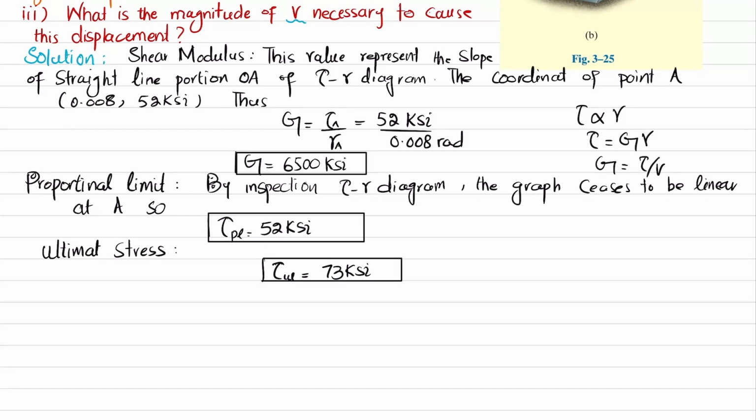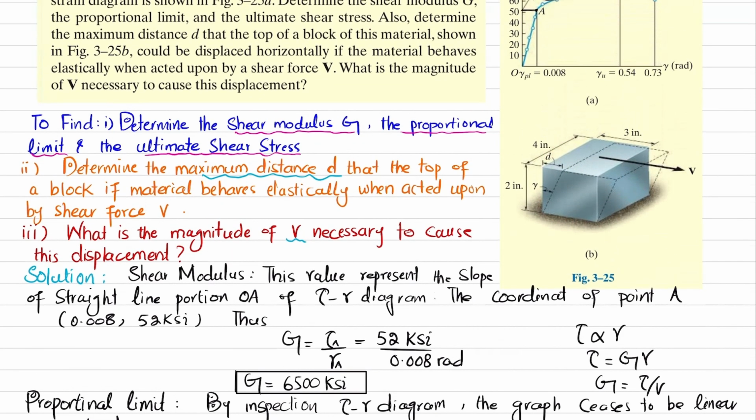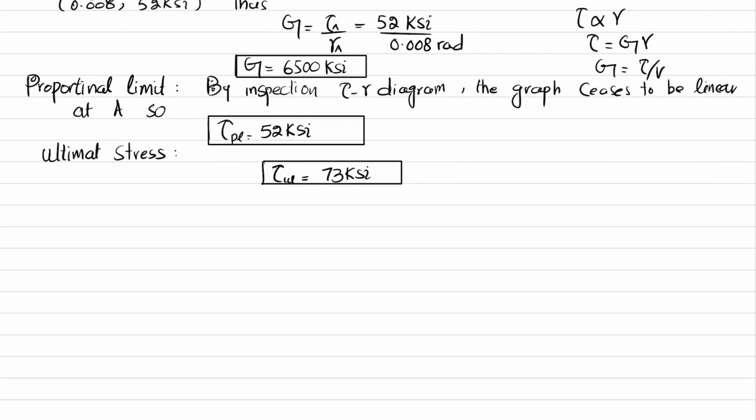Now we will move towards the second part, in which it is asked to determine the maximum distance D that the top of the block moves if the material behaves elastically when acted upon by the shear force V. Due to this shear force, this block will displace from this position to this, so we have to find this distance D. It is given that the material behaves elastically, so we will work in this elastic region. So let's move on and quickly see this. We will write it: maximum elastic displacement and shear force.